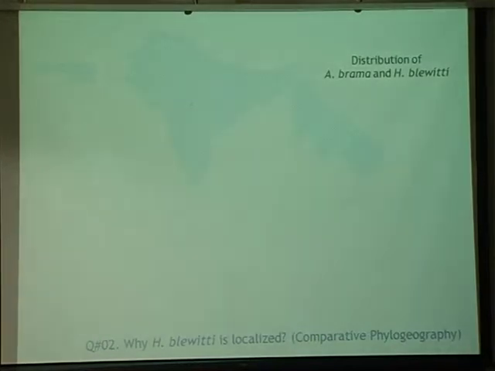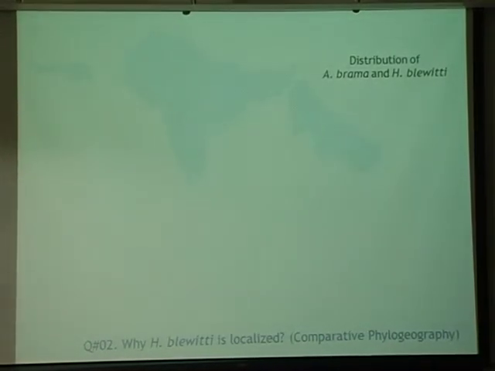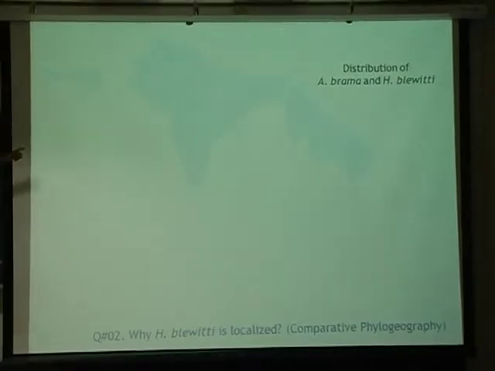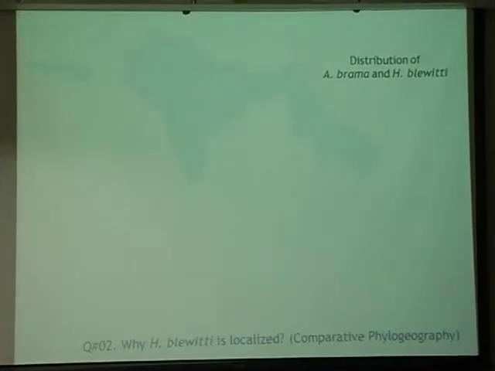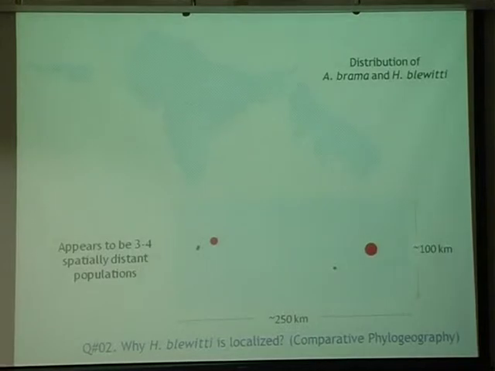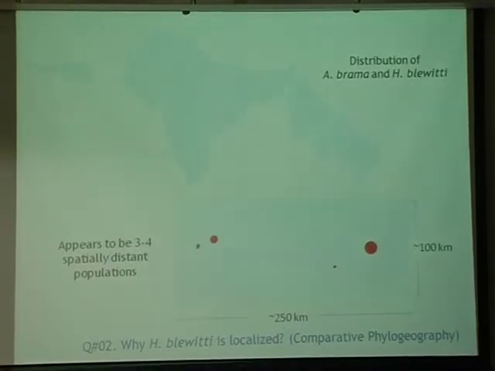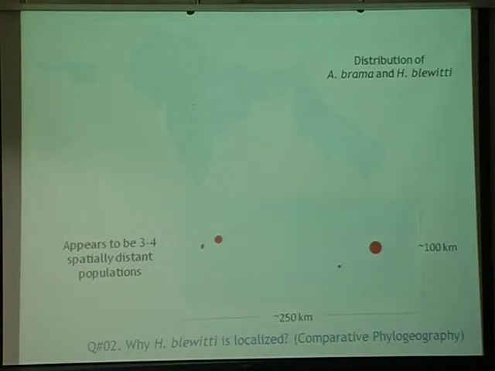If you see the distribution of brama and blewitti, here the blue are brama and the red ones, if you can see, they are blewitti. So if you zoom in on the red ones, it appears there are 3 to 4 spatially distant populations of blewitti, which are kind of overlapping in distribution with the brama. So the next obvious question would be, why this kind of pattern? Why is blewitti so localized and brama so widespread? So these kinds of questions we are trying to address using the comparative phylogeographic framework, wherein the ecological and the evolutionary explanations can be derived.